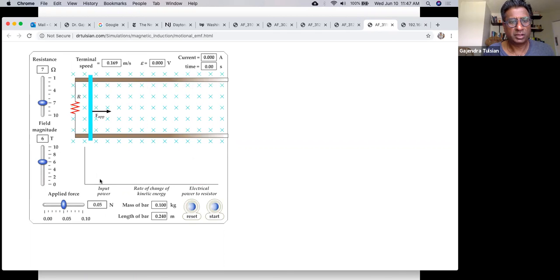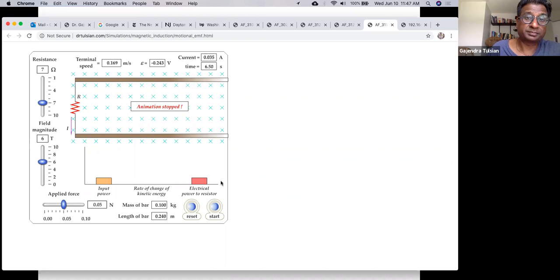What this is showing you is input power and output power. So this is output power, and whatever work you did, the rate at which you did work is the rate at which you get electrical output. That's assuming frictionless rails. If there is friction between the rails, some of your input power will get transferred to heat, and then the electrical output power would be less. So for frictionless rails, the input power is equal to the electrical output power.